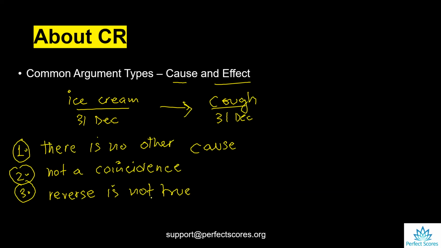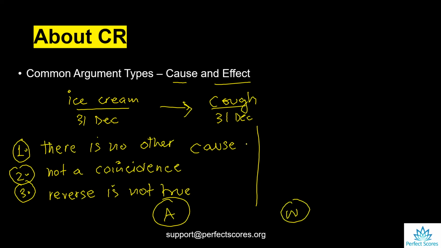The third is that the reverse is not true. Now this assumption is used mainly when those two cause and effect events are happening at the same time. So you're assuming that it's not because of the cough that I decided to eat ice cream. Okay, so these are the assumptions. Now, most probably you will get questions on which of the following is an assumption or which of the following weakens the argument.